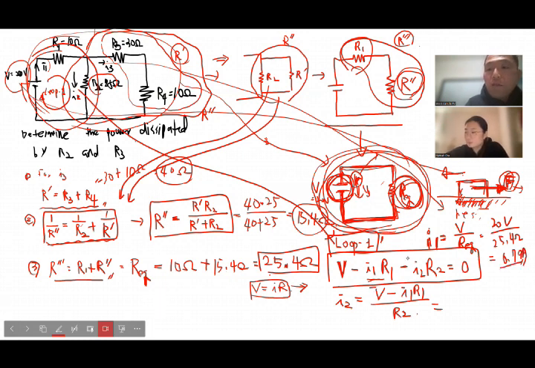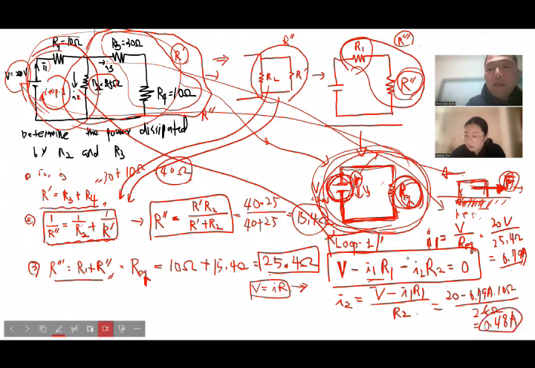So you plug that into this formula. Then 20 volts minus 0.79 amps times R1, which is 10 ohms, divided by R2, which is 25 ohms. So that total is 0.48 amps.